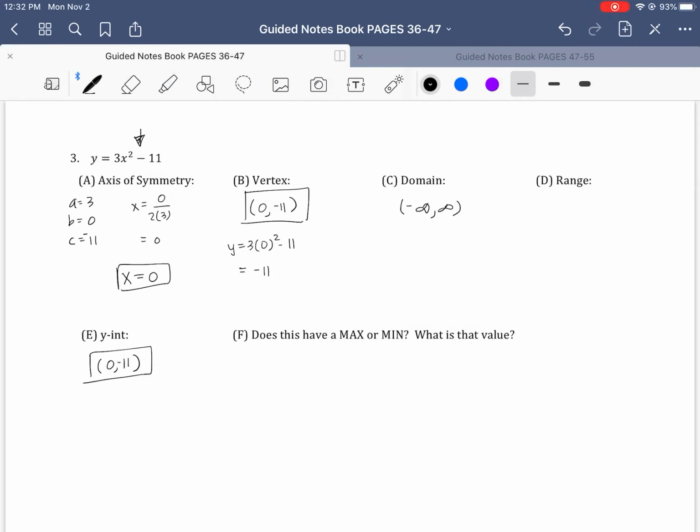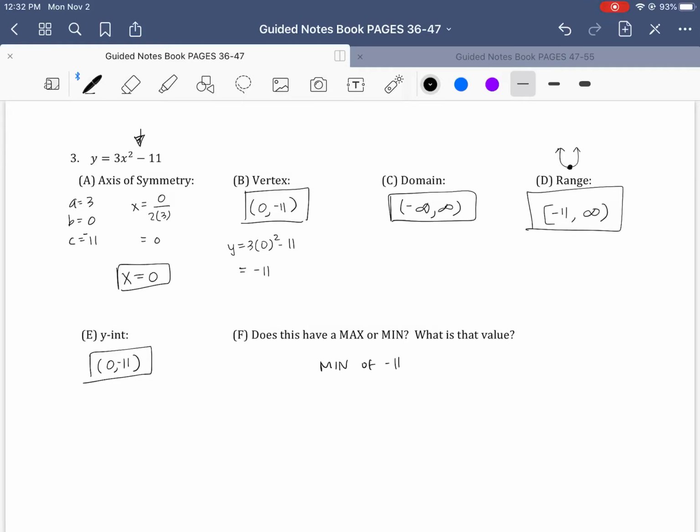Domain, all real numbers. The range, again, if you look out front, that's a +3, the a value. So we know that it's opening up. So this is going to have that minimum, and the range is going to go up to infinity. It's going to come from the y value of our vertex. Now again, going off that little picture, we know that we had a minimum, and it's a minimum of -11, and then it gets bigger from there.